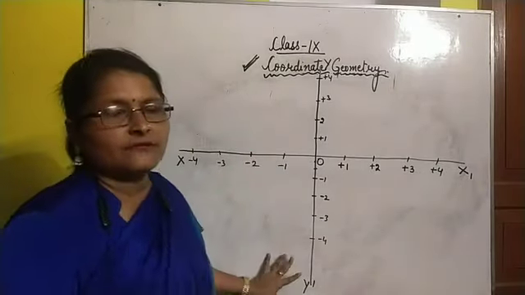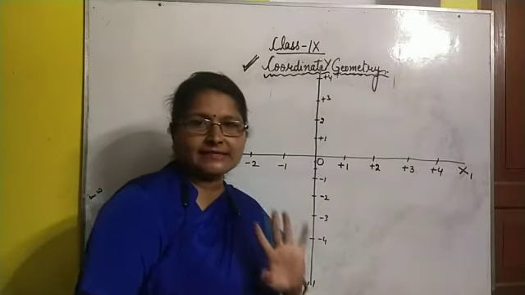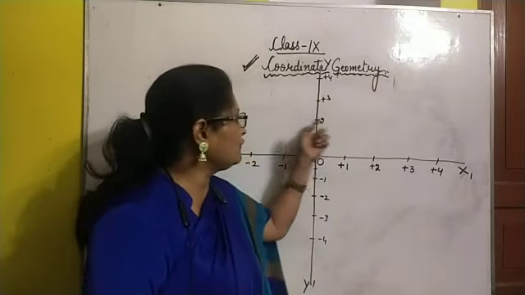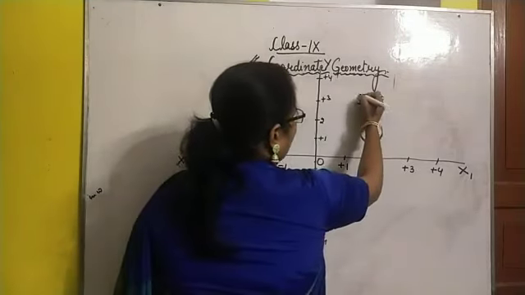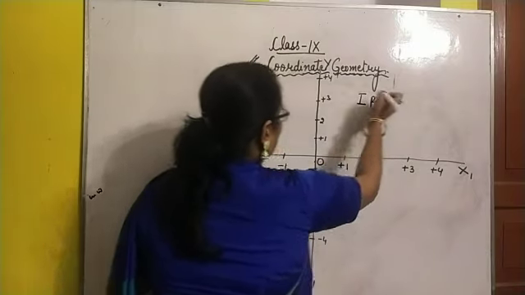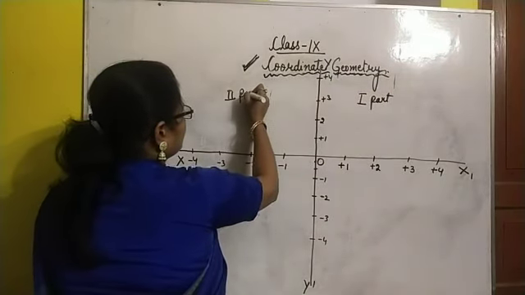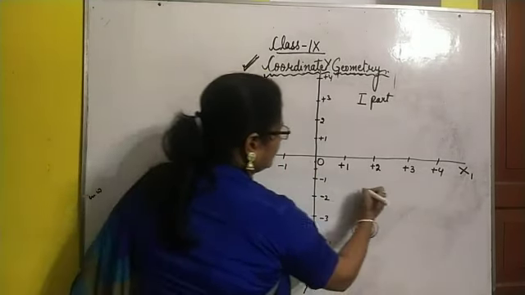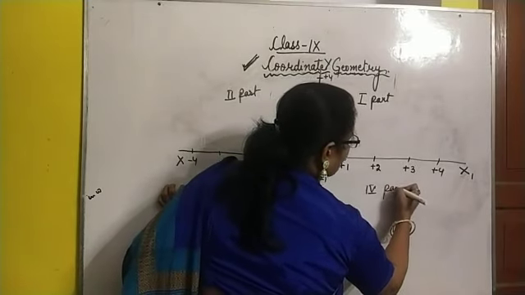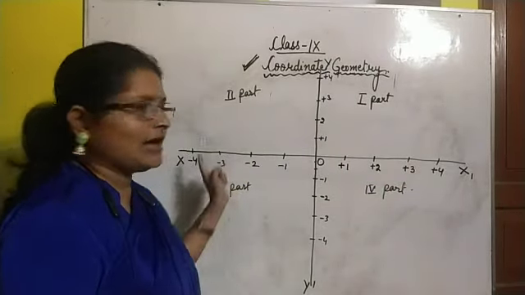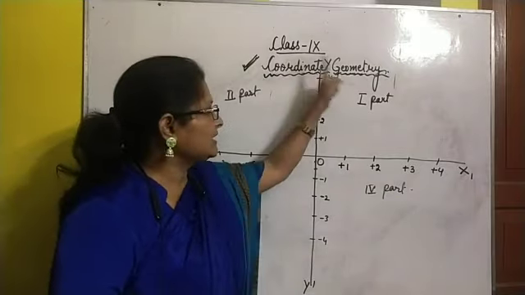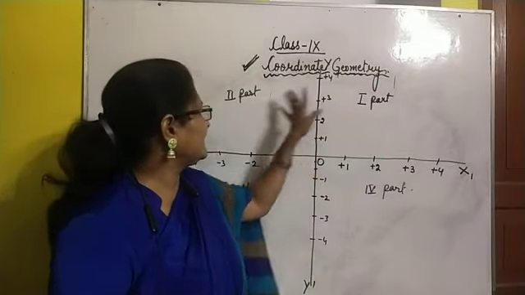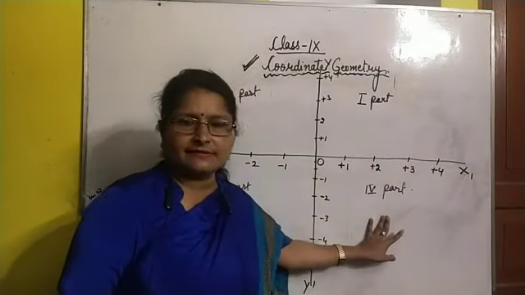divided this plane surface into 4 parts, okay. First, this is the first part you will see, okay. You will see this is the second part, this is the third part, and this is the 4th part. Anti-clockwise you have to go, okay. Not clockwise, you have to go anti-clockwise. So first part, second part, third part, and this is the 4th part.